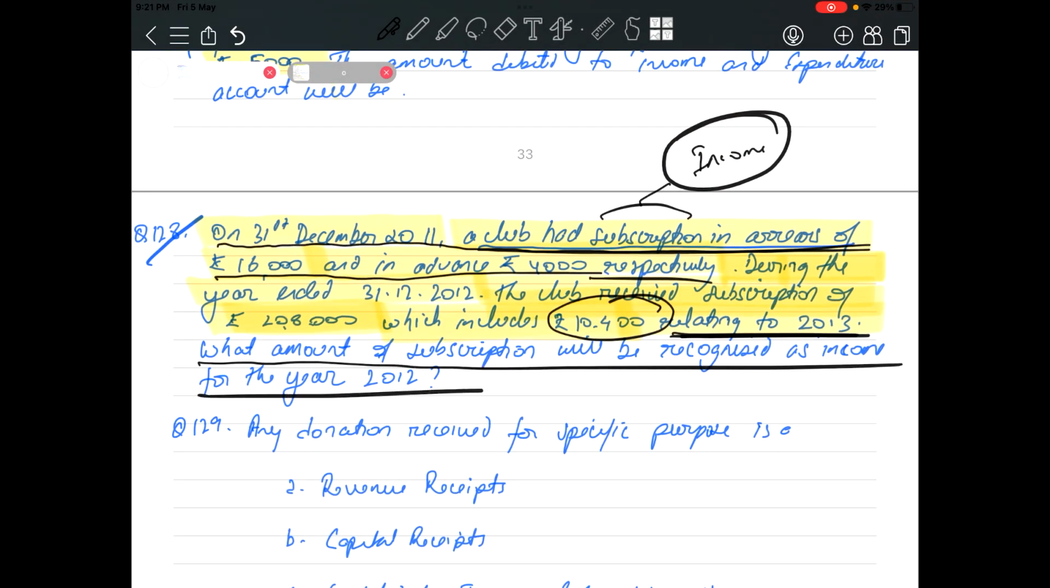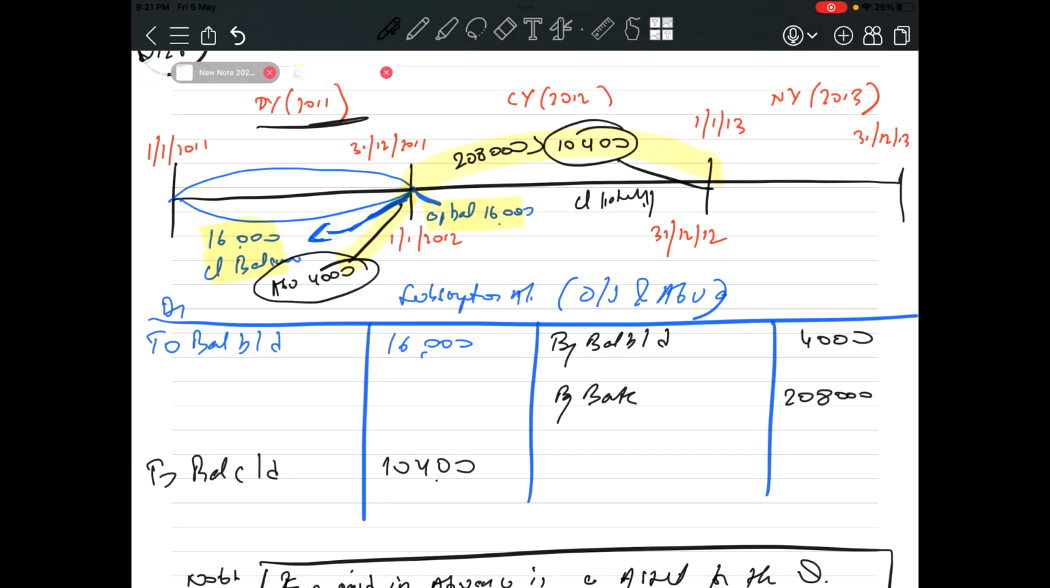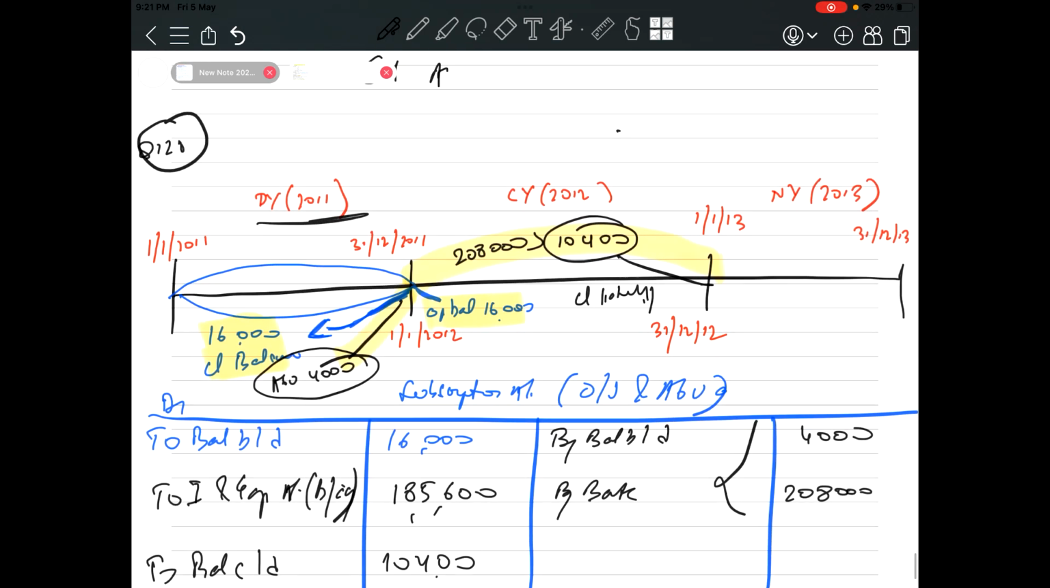Now we have to calculate what amount of subscription will be recognized as income for the year. Simple. Now we'll have to find out the balancing figure. So you add 4,000 plus 2,08,000 minus 16,000 minus 10,400, and that will go to the income and expenditure account. This is the balancing figure: 1,85,600. I hope this is clear.